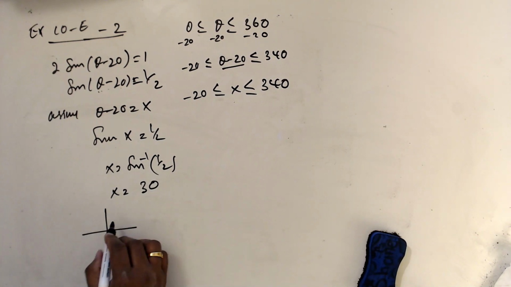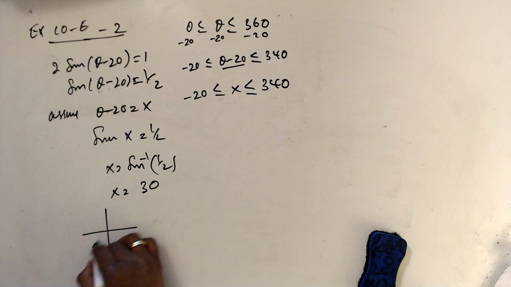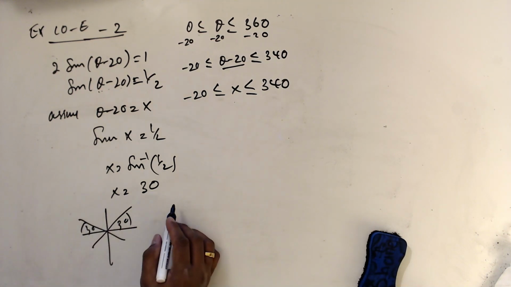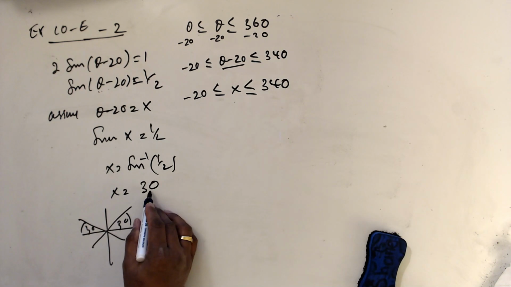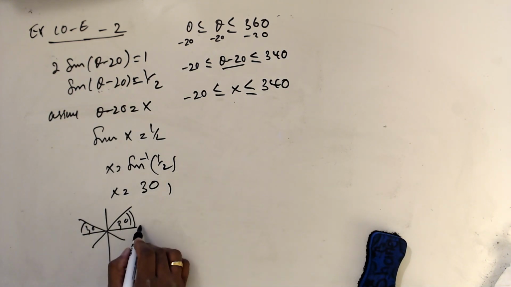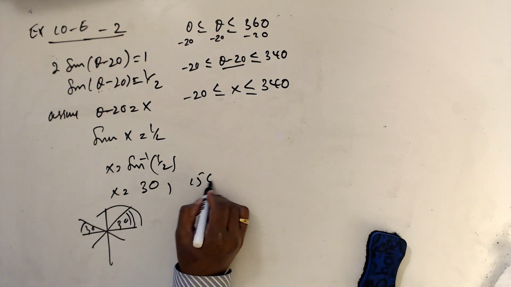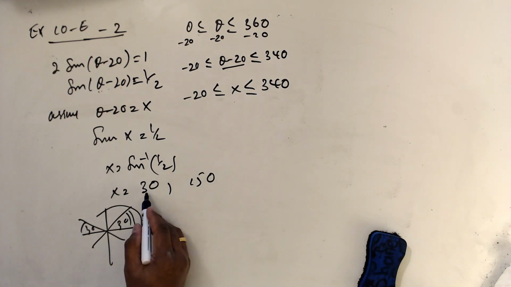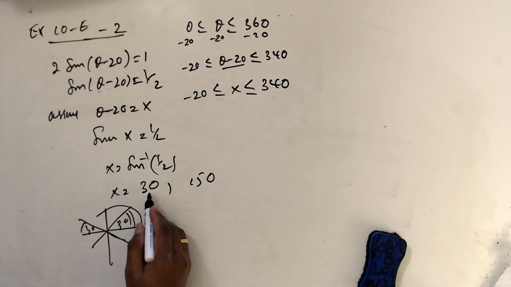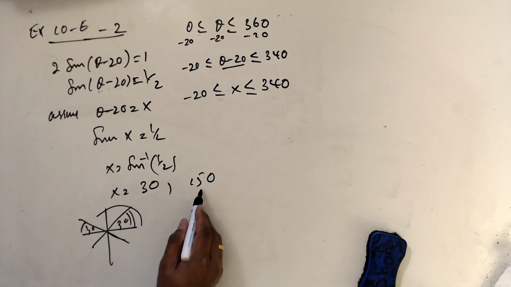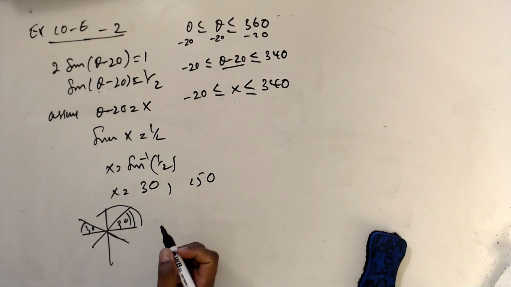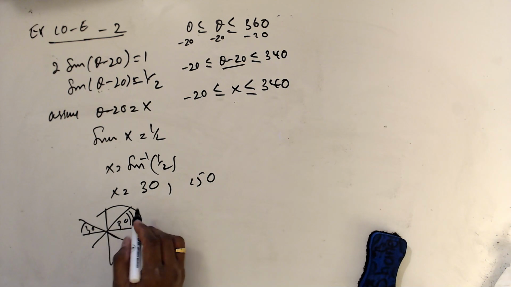Sine is positive in the first quadrant and second quadrant, so there are two angles. One is 30, the other one is 150. And we can't go back. If we take 360 out from here, it is less than minus 20, so we have to get rid of it. We are not going backward.